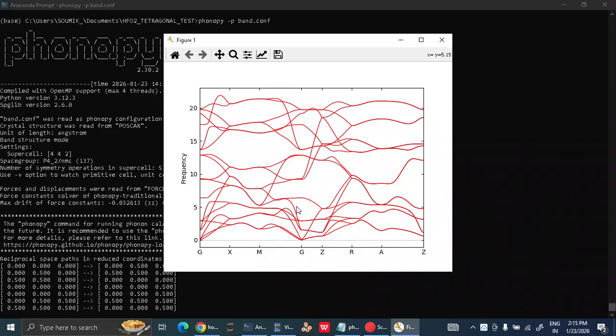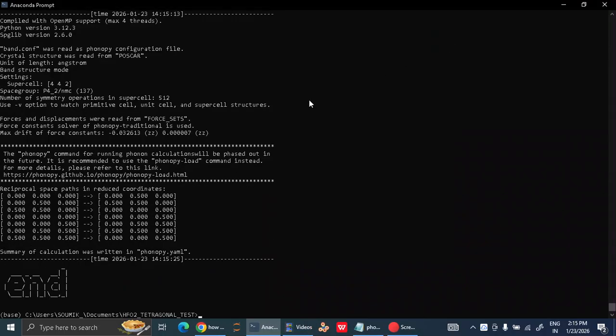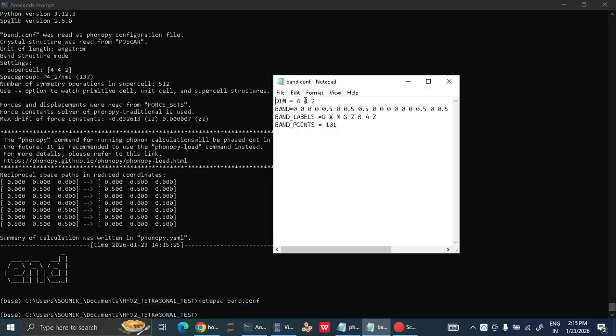So what are the possible reasons behind it? When I use a 4x4x2 supercell from my primitive unit cell, I got a stable phonon dispersion, and when I use a 2x2x2 supercell from the primitive unit cell, I got unstable or imaginary modes in the phonon dispersion. So how can it be possible?